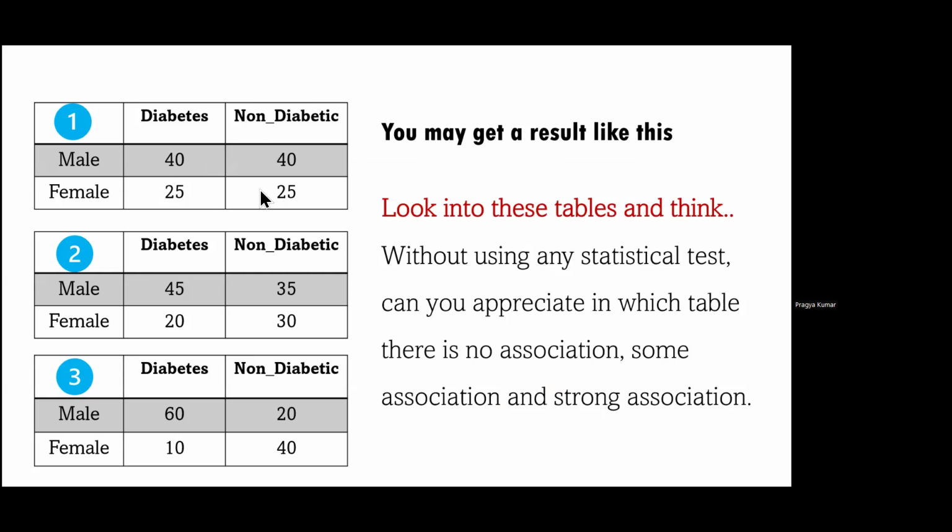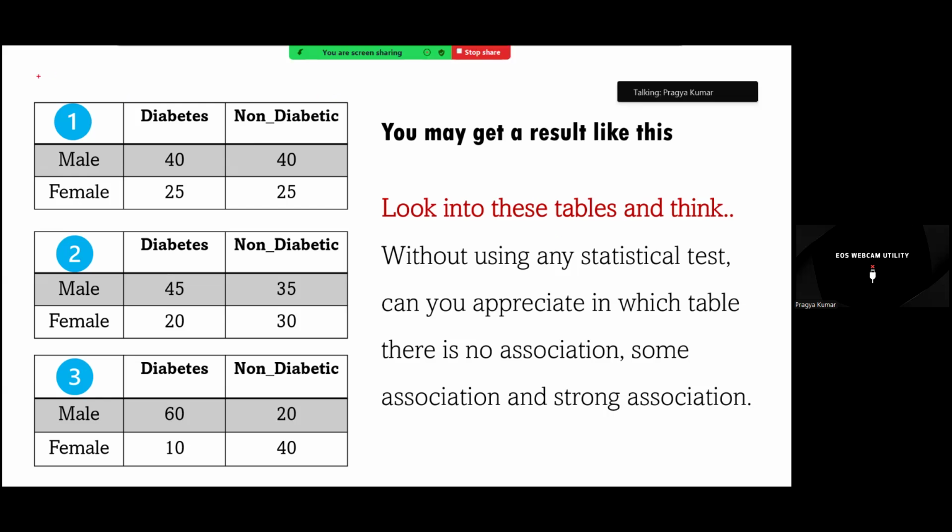So now just see this table for a few seconds. First concentrate on table number 1. In table 1, you can see that out of 80 men, 40 are diabetic and 40 non-diabetic. Out of 50 women, 25 are diabetic and 25 are non-diabetic.